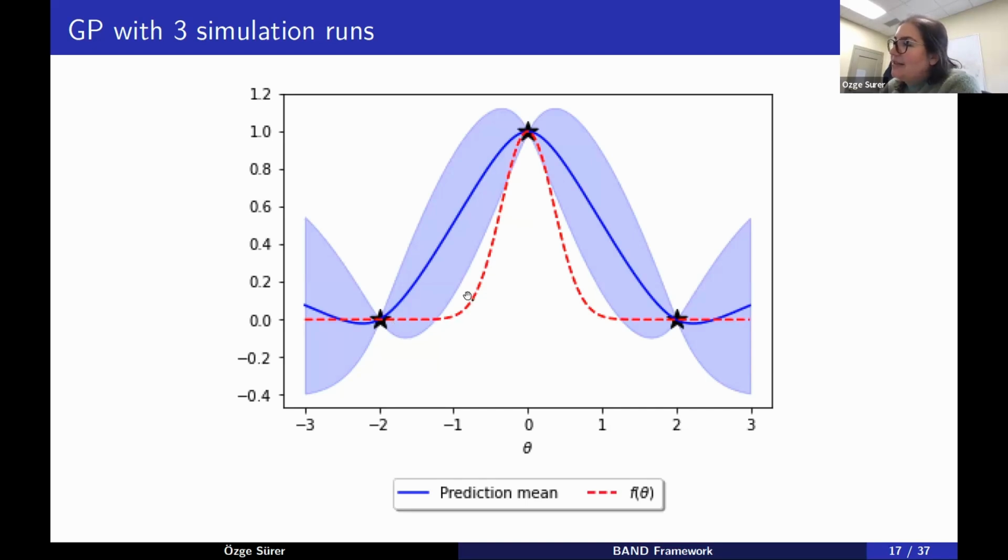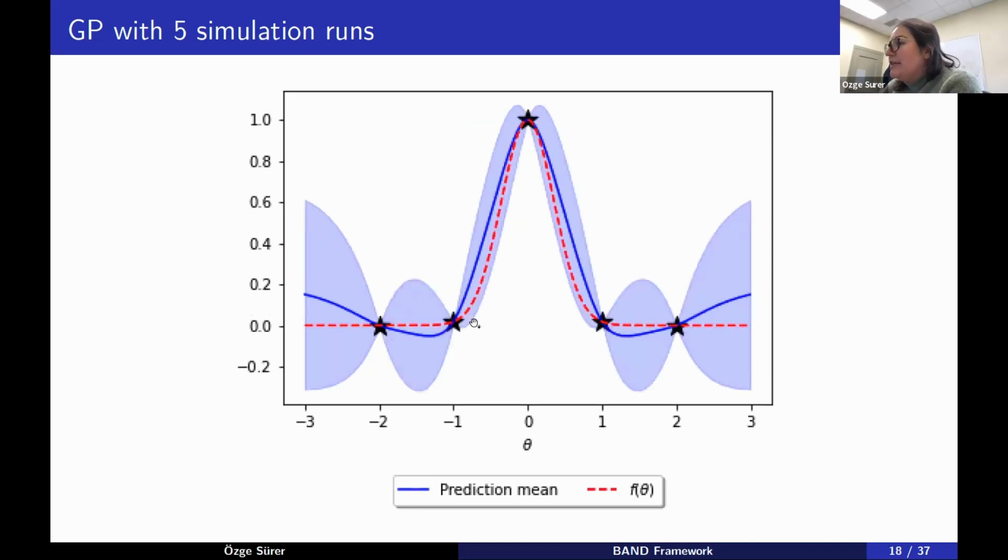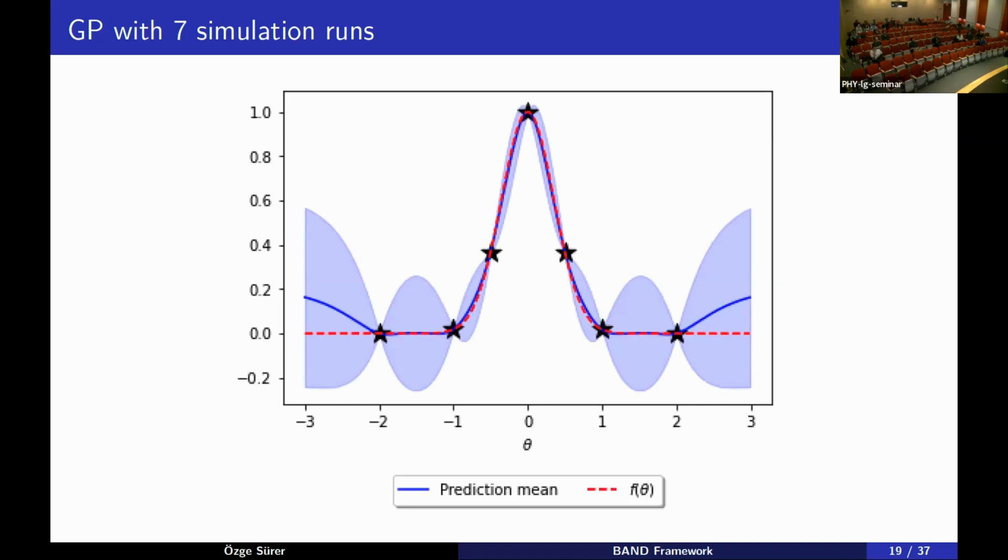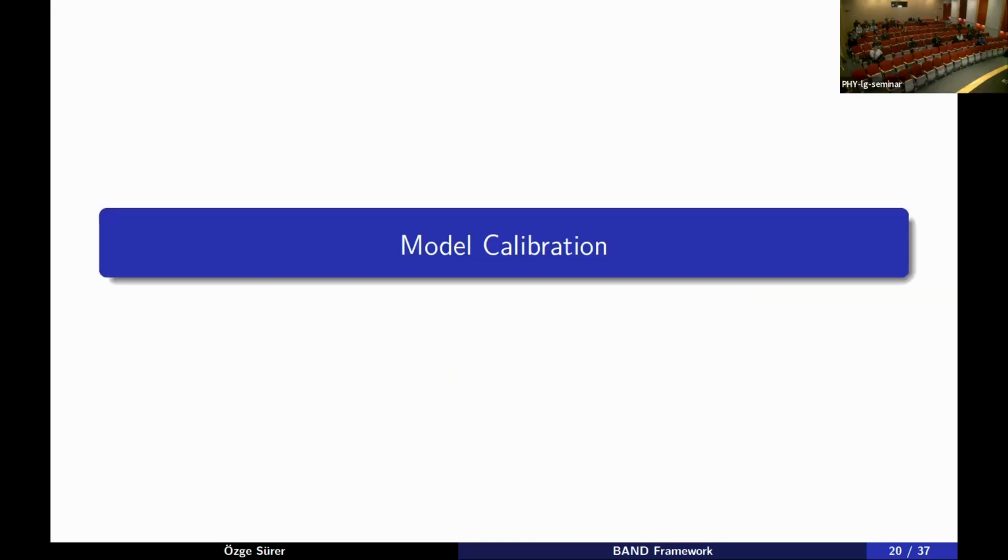As you can see here, with only 3 points, my prediction mean and the truth do not overlap. But if I increase it, for example, to 5, now they become closer. But as you can see, we also have some uncertainties on our prediction. So this is one good thing about Gaussian processes. And if we increase it to 7, we will have less uncertainty.